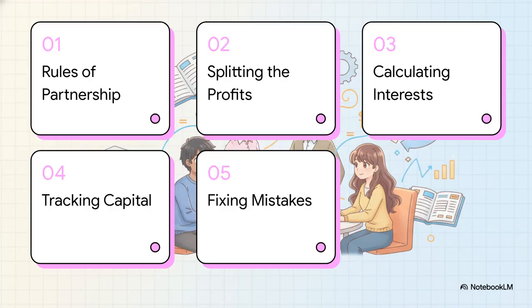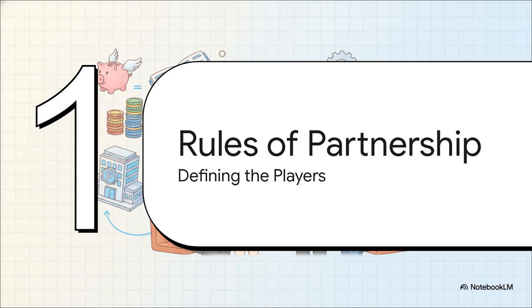So here is our roadmap for today. First, we'll cover the rules of partnership. Second, splitting the profits. Third, calculating your interests. Fourth, tracking partner capital. And finally, fixing mistakes and guarantees. All right, let's kick things off with Section 1, the rules of partnership, defining the players.